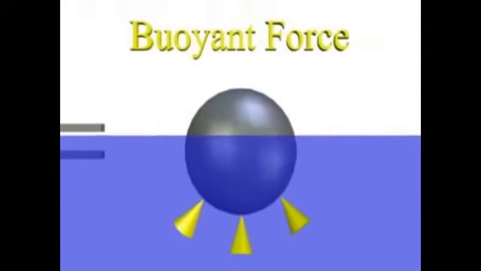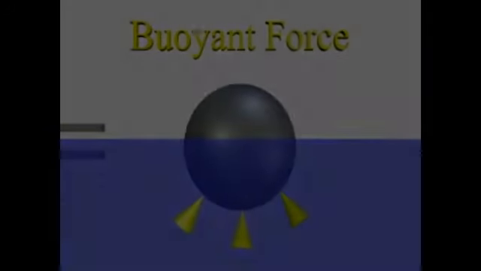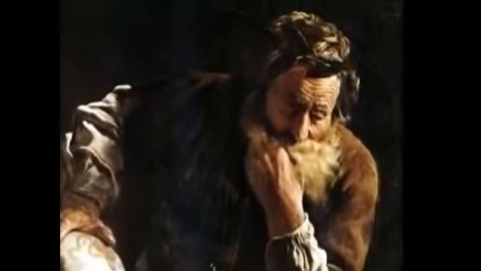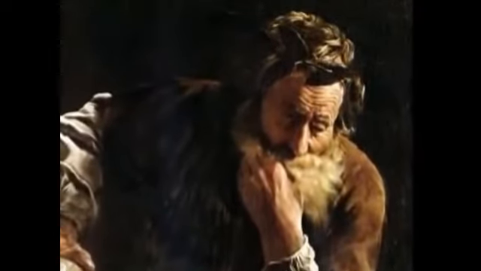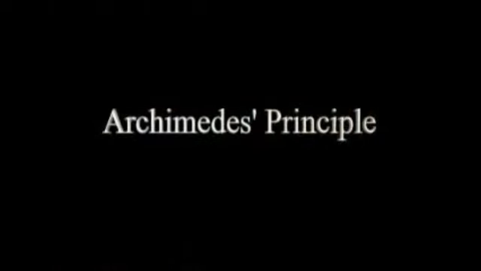All objects in a fluid experience buoyant force. Even the concrete block on the bottom of the aquarium is experiencing a buoyant force, but the force is not strong enough to lift the block. The Greek philosopher and scientist Archimedes is credited with figuring this out. The science behind buoyant force is known as Archimedes' principle.